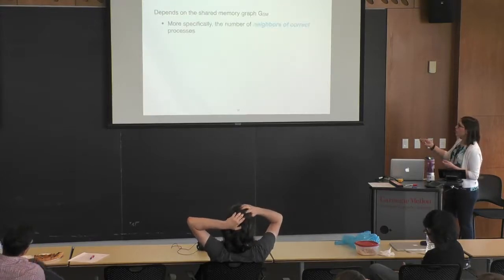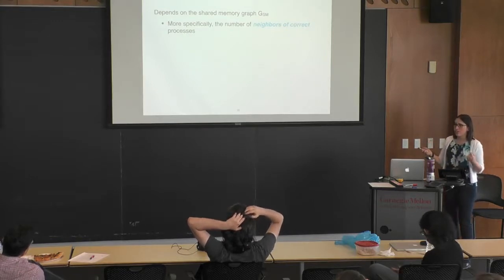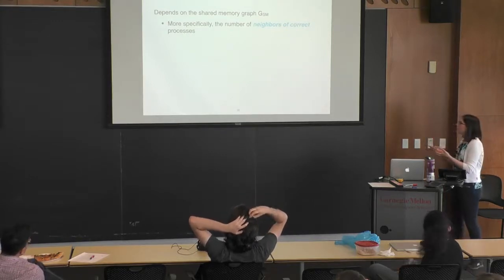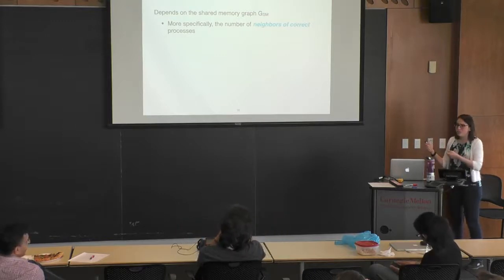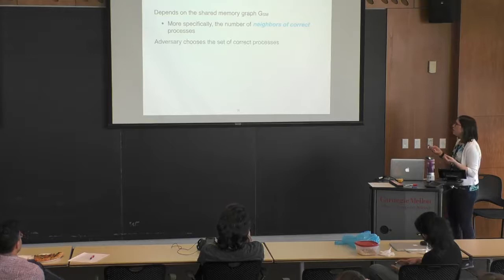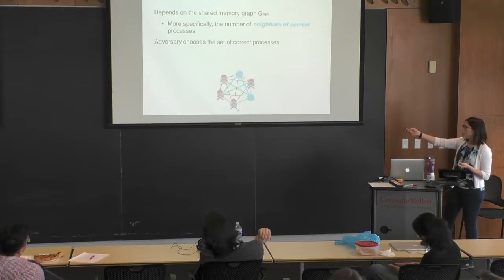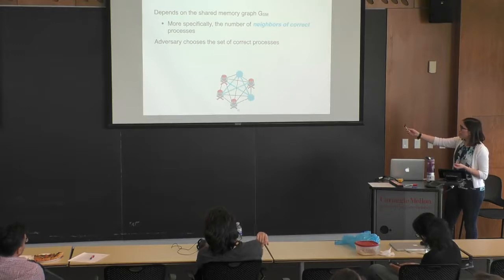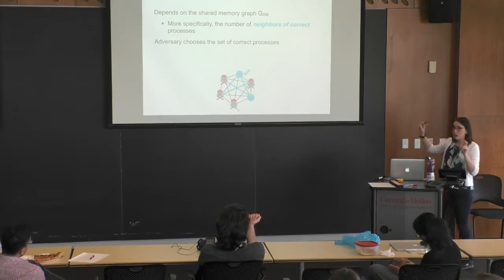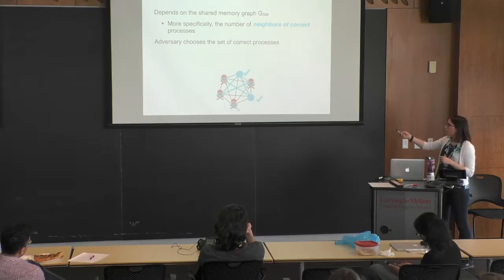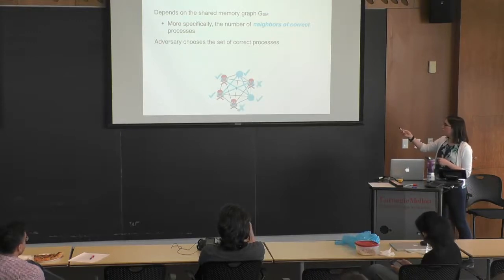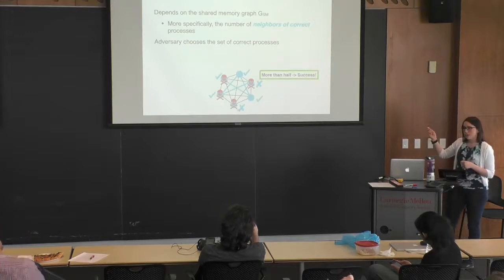Right. And so the question is, how much did we gain here? The answer depends on the shared memory graph, and in particular on who the neighbors of the processes that didn't crash are. What we should remember is that the adversary actually chooses who the crashed processes are. So for example, we might have this network with 4 crashes. Let's see who's correct: the 2 processes that didn't crash, plus their neighbors. So this one is a neighbor as well as this one. And so we actually simulated 4 out of 6, and we can succeed in our algorithm.